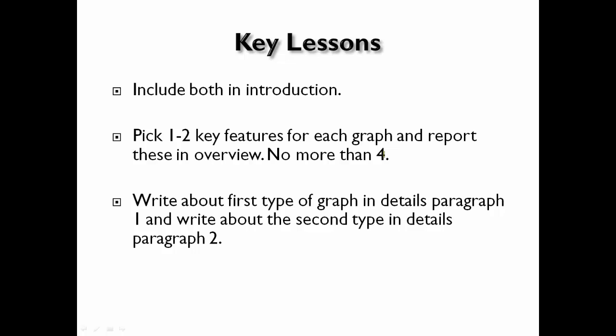Write about the first type of graph in details paragraph number 1, and write about the second type in details paragraph number 2. Very, very simple, very logical. That's your structure for this. And you don't have to include everything. So we didn't include everything when we were writing about the broadband speeds in the 5 different cities, because there was a lot of information. We don't have time to write that amount of information, so we just picked out the most important information. However, in the pie chart, there were only 4 pieces of information, so we did include everything. So you have to judge when you should be including lots of detail and when you shouldn't.